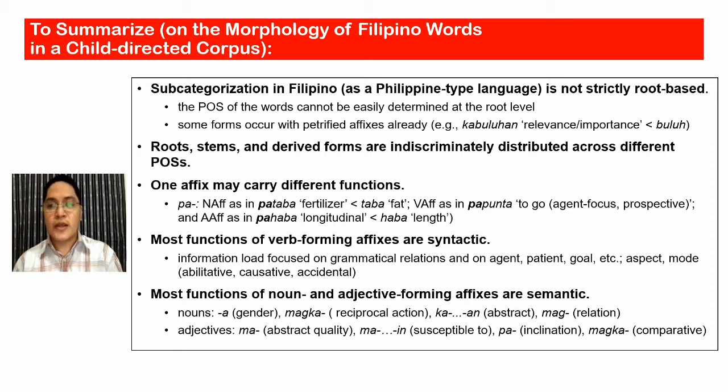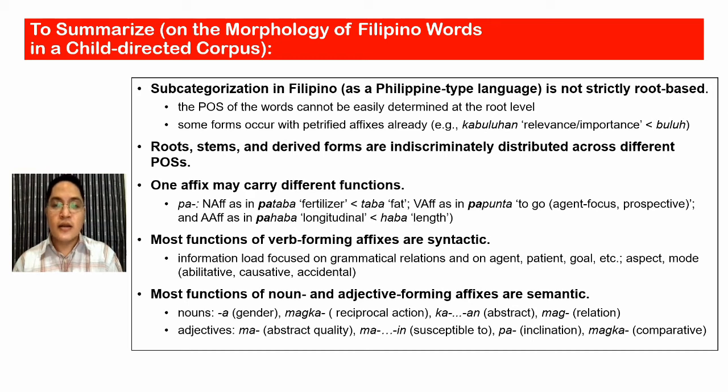Moreover, some forms occur with petrified affixes already, such as kabuluhan from buluh, which is not used in spoken or written form. Roots, stems, and derived or affixed forms are indiscriminately distributed across different POSs. Meanwhile, one affix may carry different functions, such as the prefix pa, which may function as a noun, verb, or adjective-forming affix, each with its own semantics.